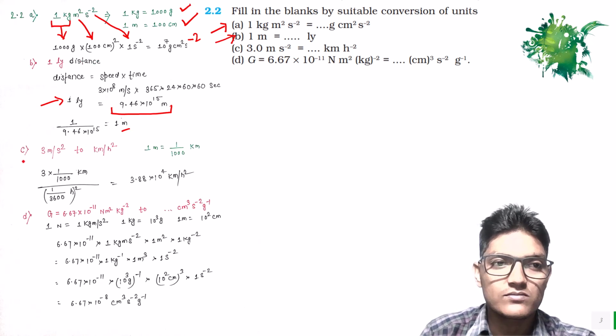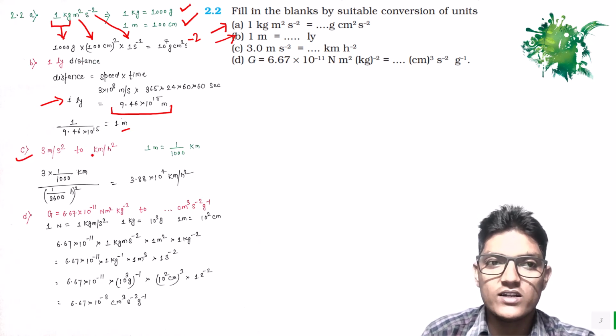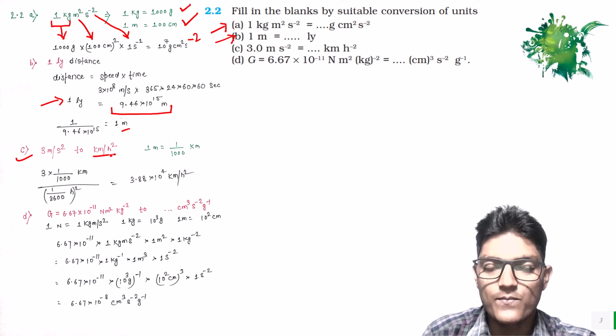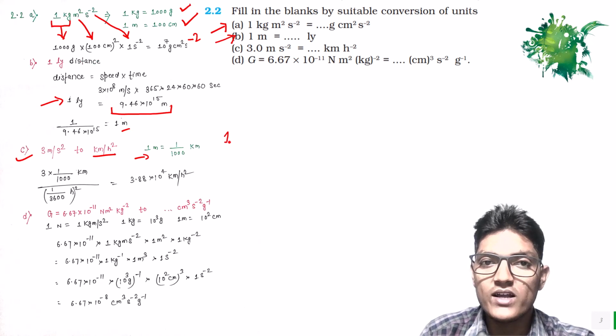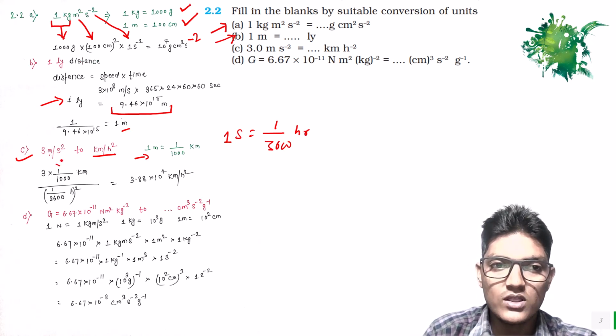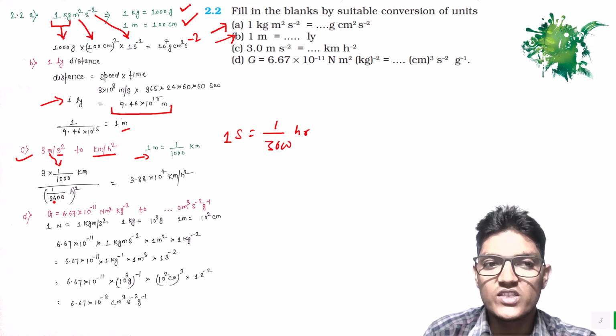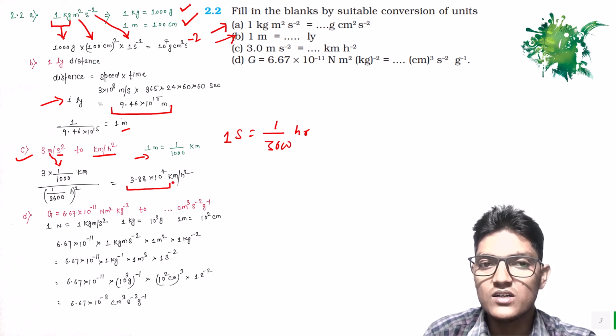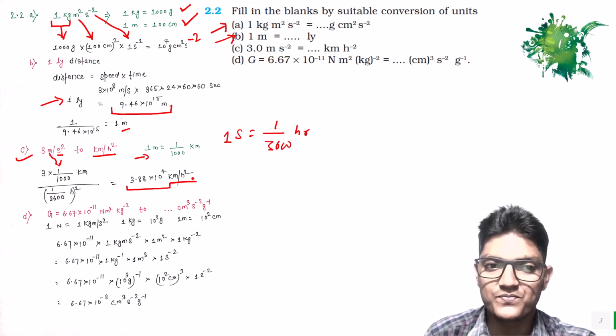We have to convert 3 meter per second square to kilometer per hour square. 1 meter is equal to 1 upon 1000 kilometer and 1 second is equal to 1 upon 3600 hours. So just put the values. On the place of meter, we can put 1 upon 1000 kilometer. On the place of second, we can put 1 upon 3600 hours, squared. And our answer will be 3.88 into 10 to the power 4 kilometer per hour square. So quite a simple question.